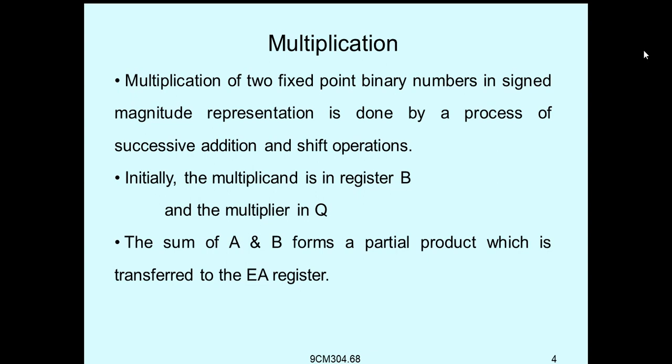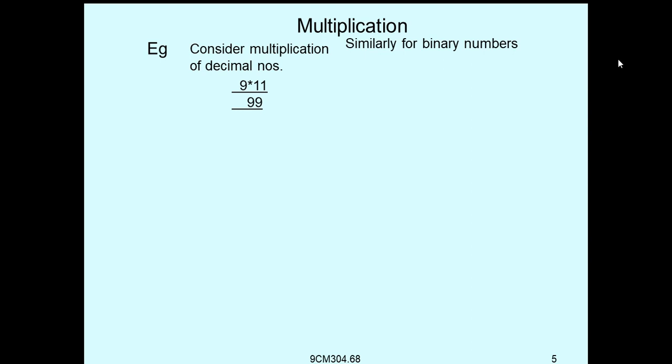In general, how can you perform the multiplication of the two numbers? For example, 9 into 11, so we will get 99. This is the manual way of performing the multiplication of the two numbers. In 9 into 11, 9 is the multiplicand and 11 is the multiplier, and 11 nines are 99. Like this, we can do the manual multiplication of the two numbers.